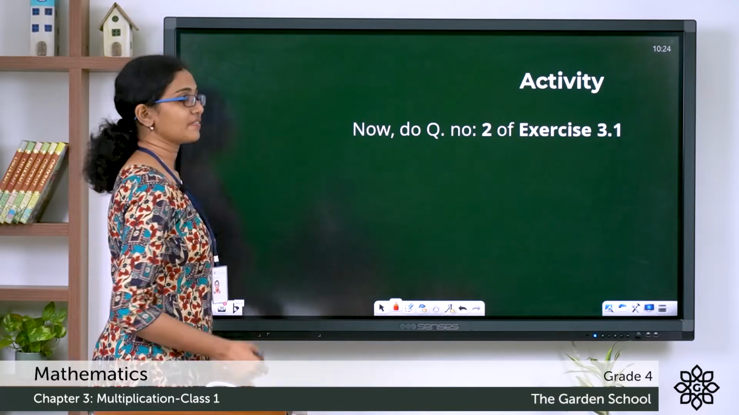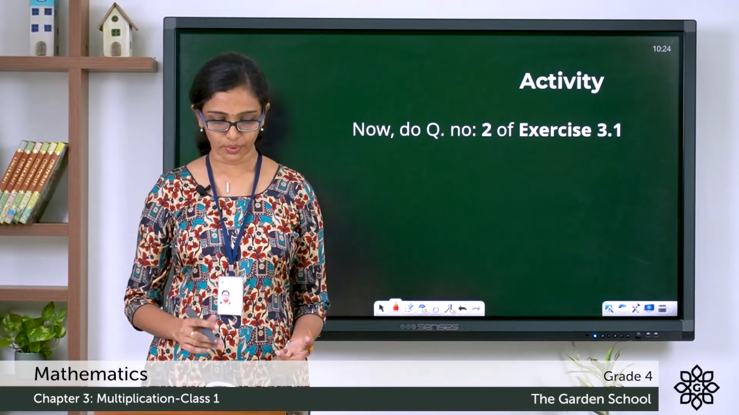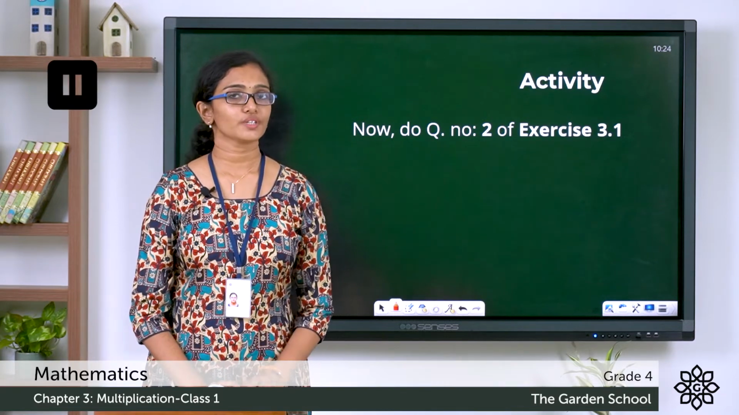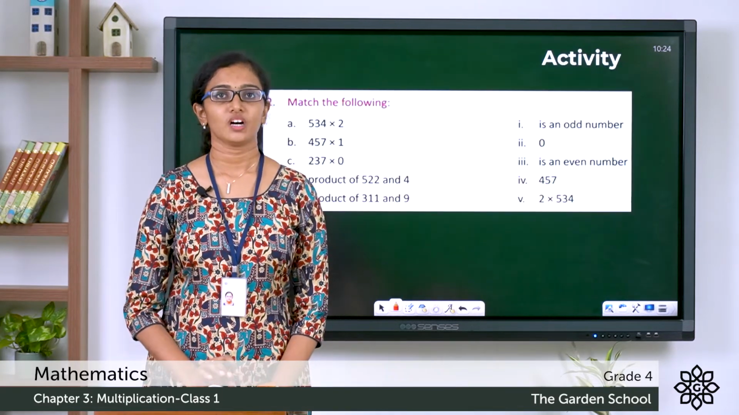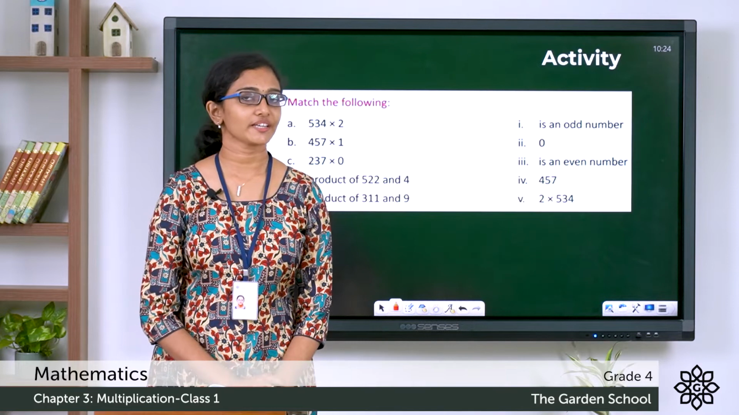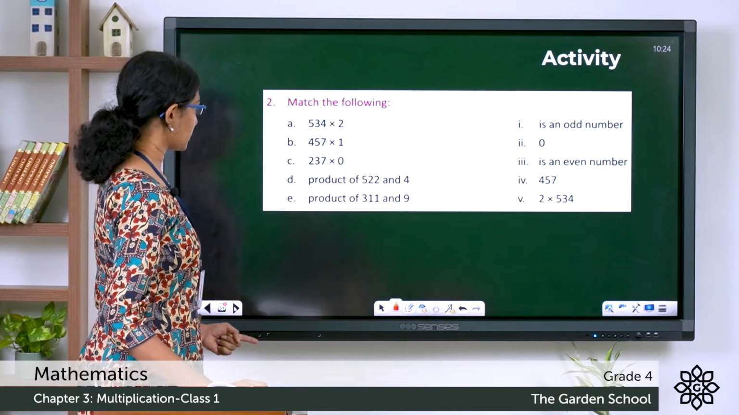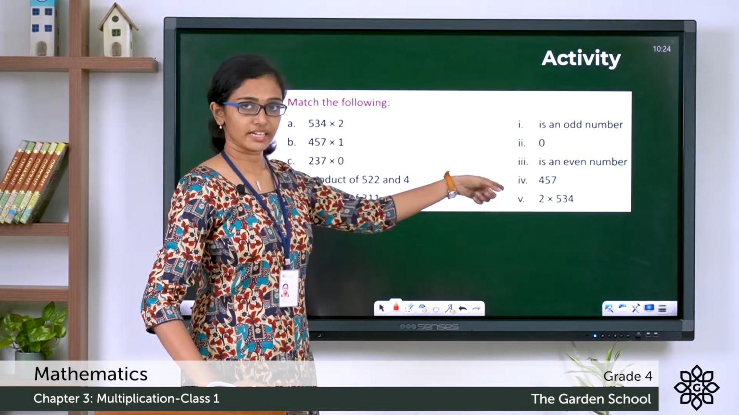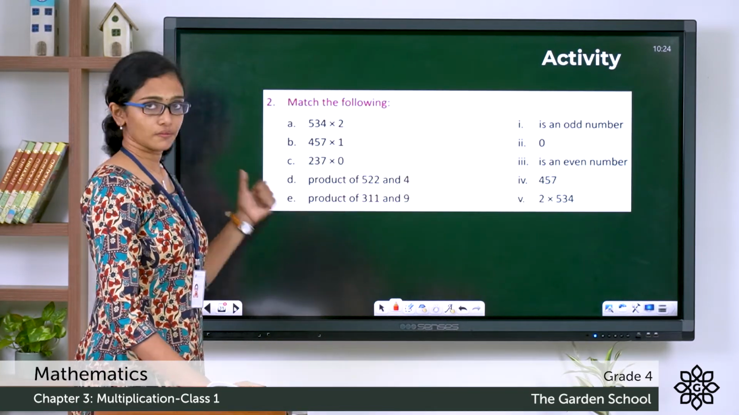Now, if you are done with that, you have to move on to question number 2 of exercise 3.1. You can pause the video, finish the activity and come back. Hope you finished writing the answers. Now, let's check them. Now, question number 2 is match the following. You are given 5 options here and there as well. Let's go through the options once.